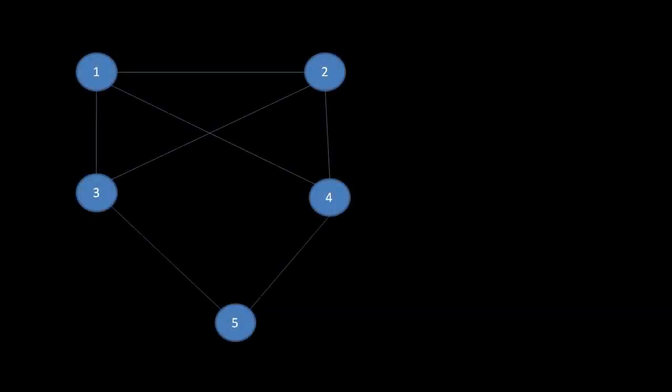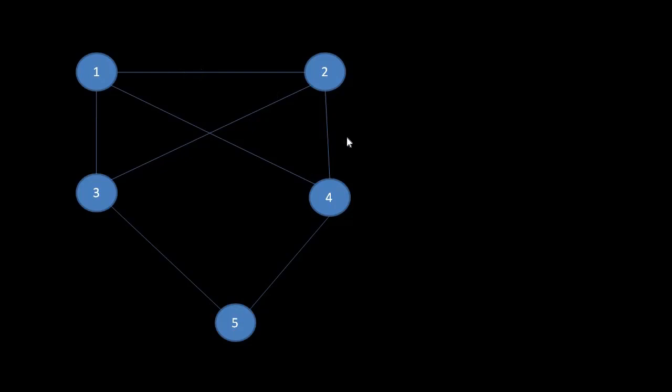Hi everyone, in this video we will talk about breadth first search, its working and algorithm. If this is the graph given to you, this is an undirected graph where 1 is connected to 2 and 2 is connected to 1, and we can travel from 1 to 2 and 2 to 1 with the same path.